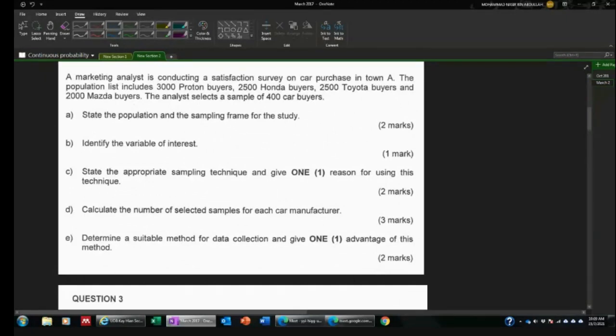A marketing analyst is conducting a satisfaction survey on car purchase in town A. The population list includes 3,000 Proton buyers, 2,500 Honda buyers, 2,500 Toyota buyers, and also 2,000 Mazda buyers. So we have four segments. The analyst selects 400 car buyers. State the population and sampling frame for the study.